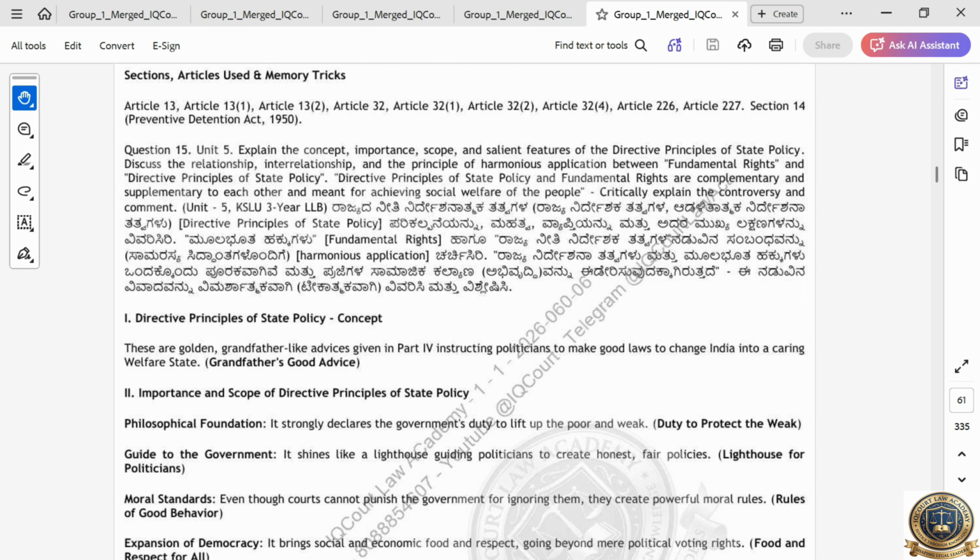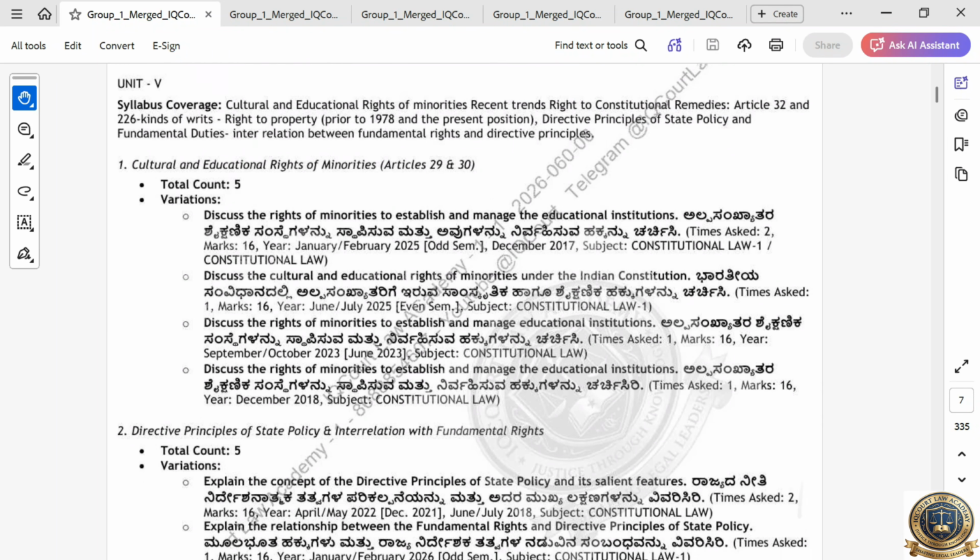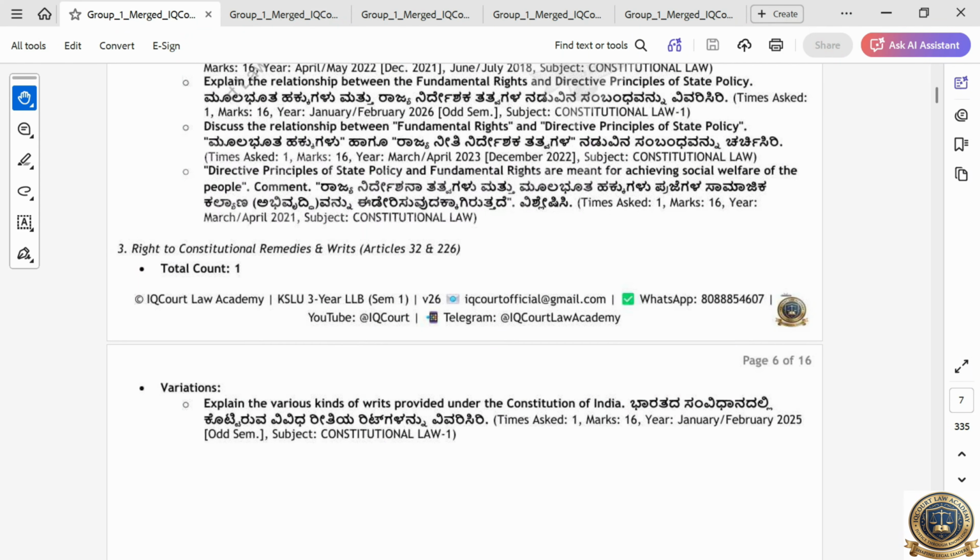Directive principles, this is 99.5% you will get in the exam. Okay, this is a very, very important question. Then what else is there? That's over. Only three questions, very simple, easy questions. Then the writs. Writs you can expect for 8 marks. I would say this one is 50%, but you will get only 5 questions.